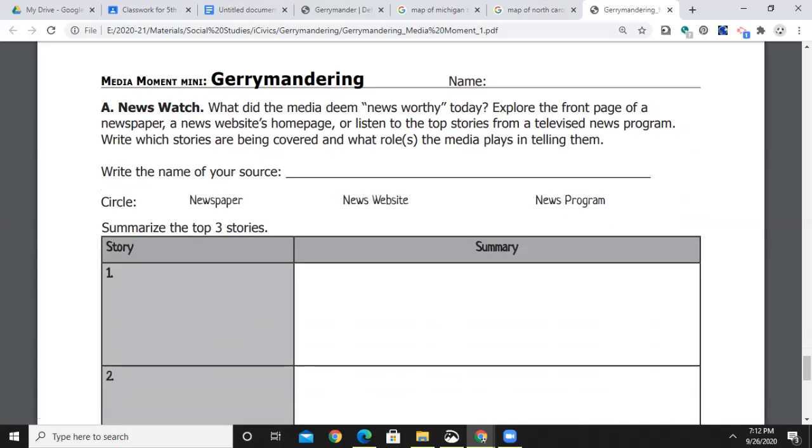Being that part of this lesson was about the media, I'm going to ask you to complete this worksheet. Each of you will receive a copy, or there will be a version of it within our Google Classroom. Newswatch. What did the media deem newsworthy today? Explore the front page of a newspaper, if you can get a hold of one, a news website's homepage, or listen to the top stories from a televised news program. Which stories are being covered and what role does the media play in telling them?